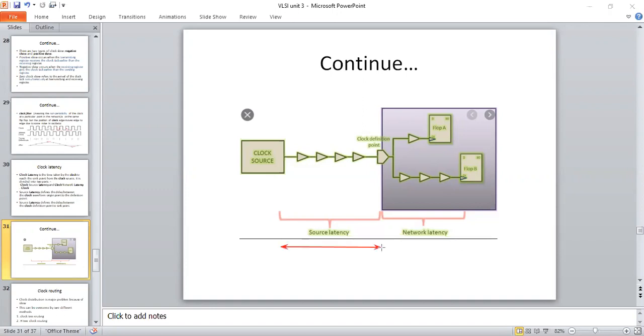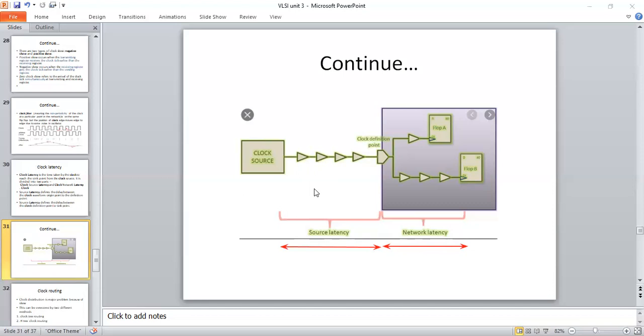Okay, now after the definition point, again it has to reach the network, and this is called network latency. So it is called source latency, it is called network latency, and it is called the source of the clock here, and it is called a definition point, and it is called a network here. Now, these are the main things: clock skew, clock jitter, clock latency.